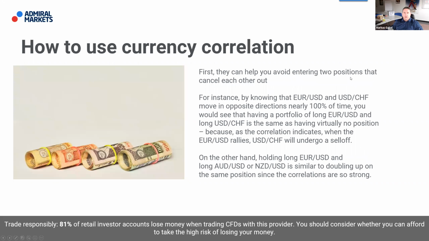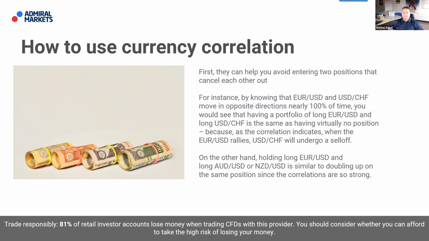Okay. How can we use currency correlation? First, they can help you avoid entering two positions that cancel each other out. For instance, by knowing that Euro USD and USD Swiss franc move in opposite directions nearly 100% of the time, you would see that having a portfolio of long Euro USD and long USD Swiss franc is the same as having no position. Because as the correlation indicates, when the Euro USD rallies, USD Swiss franc will undergo a sell-off.